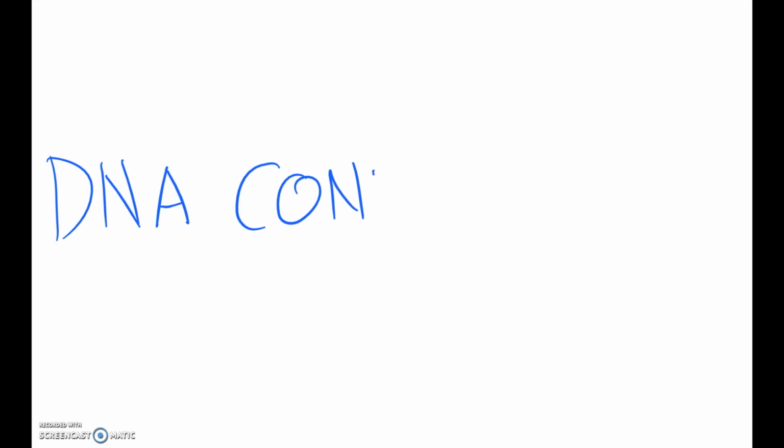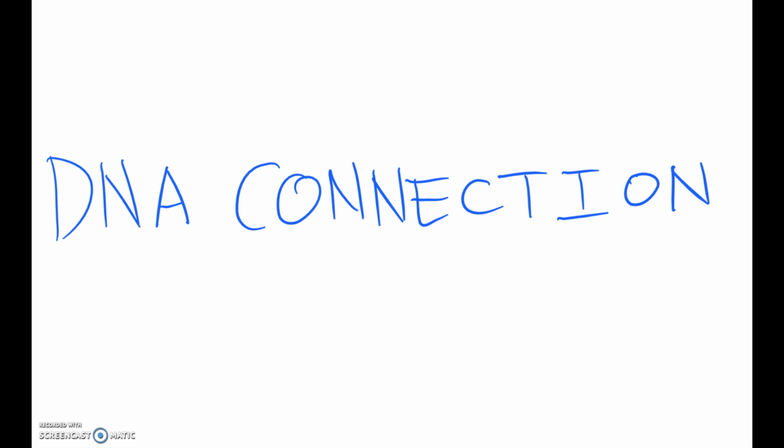So to recap, protein synthesis is the production of proteins, and proteins are made by the ribosome and RNA. Also, mutations are any changes in a gene or chromosome.